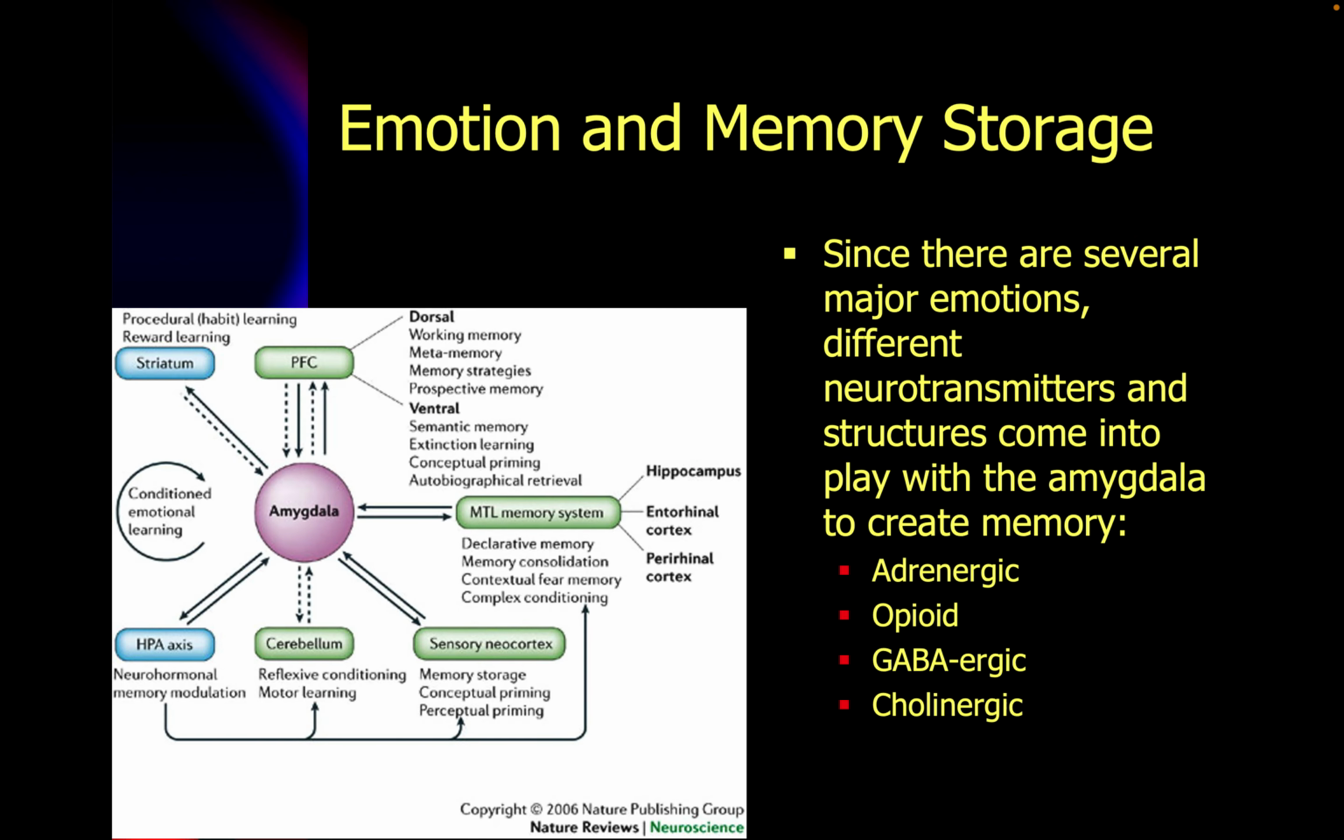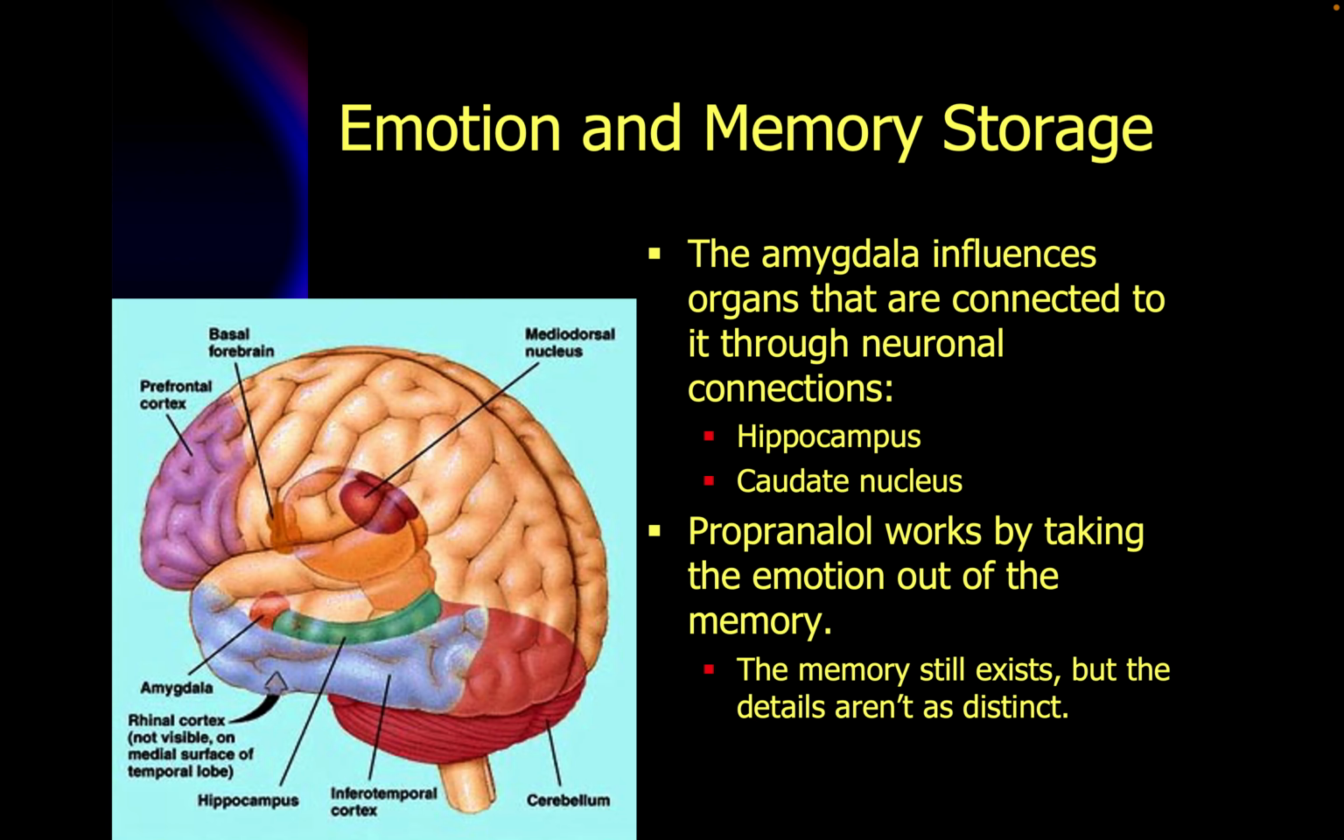Since there are several major emotions, different neurotransmitters and structures come into play with the amygdala to create memory: adrenergic neurotransmitters, opioid neurotransmitters, GABAergic neurotransmitters, and cholinergic neurotransmitters. The amygdala influences organs that are connected to it through neuronal connections, the hippocampus and the caudate nucleus.